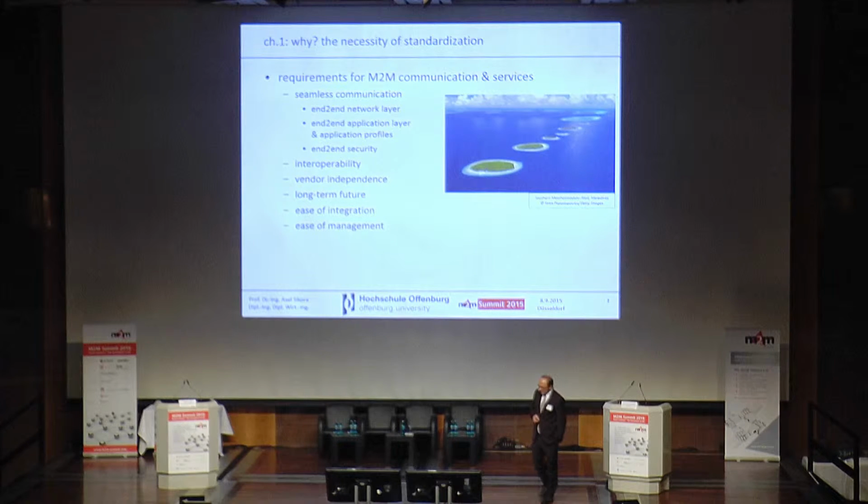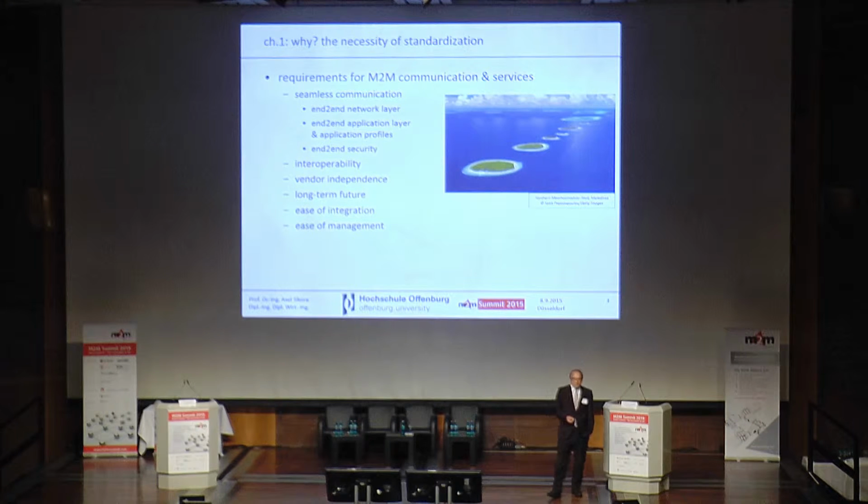Why do we need standardization? Whenever we communicate, well, we have to talk the same language. That's obvious. However, if we talk about same languages, we have to differentiate on which level we talk. When we look at the slides from telecom, we have end-to-end connectivity on a network level. That means devices can communicate on a physical level, but they don't necessarily understand each other, which is the aspect of the end-to-end application layer and the end-to-end application profiles. What does it mean if the one machine sends a 5? What does it mean to the other side?